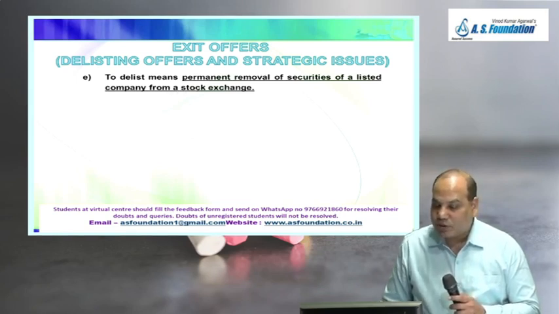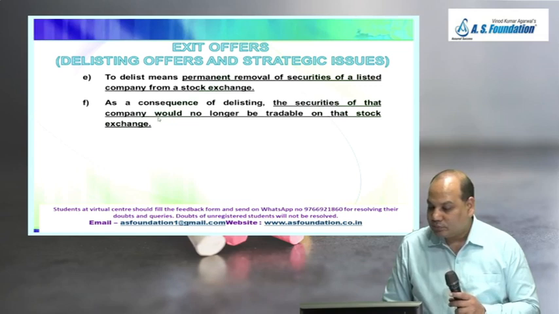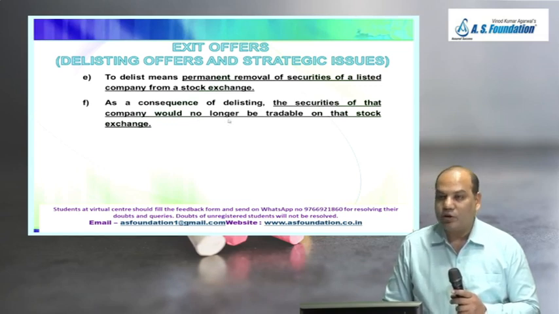So to delist means permanent removal of security of a listed company from the stock exchange. As a consequence of delisting, what will happen? The securities of that company would no longer be traded on that stock exchange.